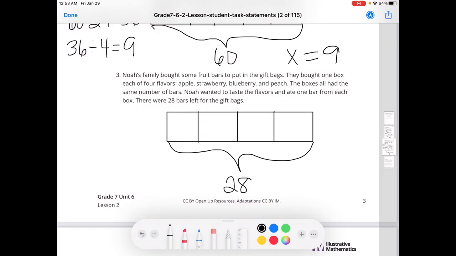I don't know how many bars come in each box, so I will just start that with a B for box. So the total in each box. But then Noah ate 1 from each box. So I have to remove 1 from each box. And once I remove that 1 from each box, we now have 28 bars left. So we need to know how many bars there were originally.